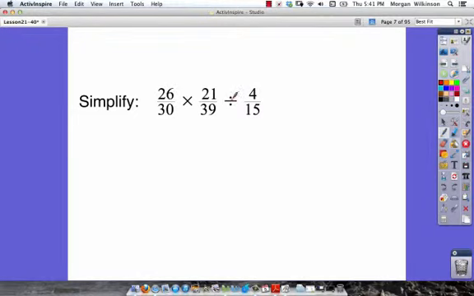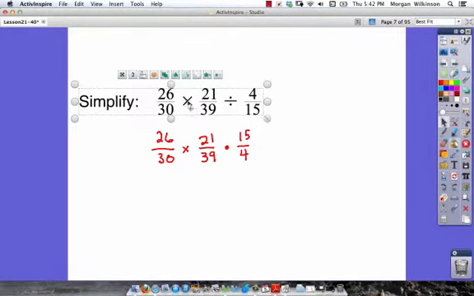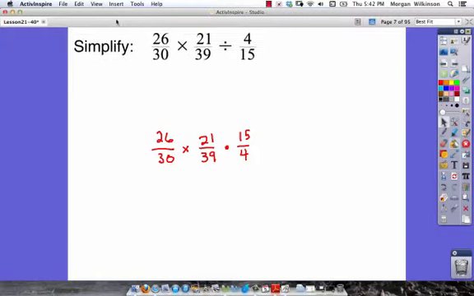Hopefully you said copy dot flip. So what we're going to get is 26 over 30 times 21 over 39 times, and we're going to put a dot here because copy dot flip, 15/4. Alright, very good. Now, let's go ahead and simplify before we multiply. Let's move all this out of our way. Okay, we're working down below. We'll work in light blue.